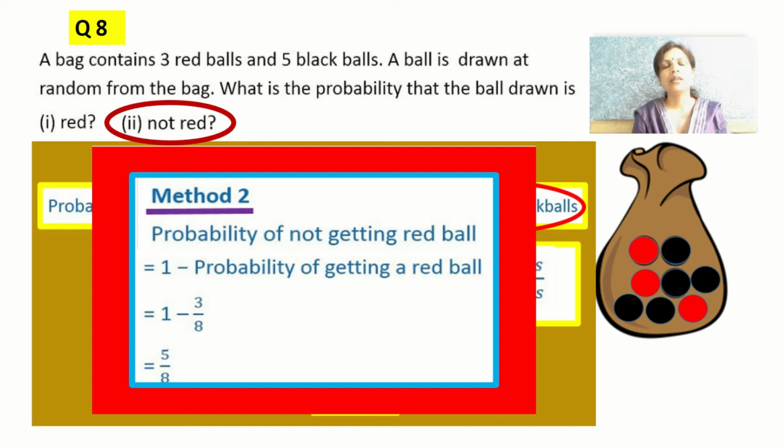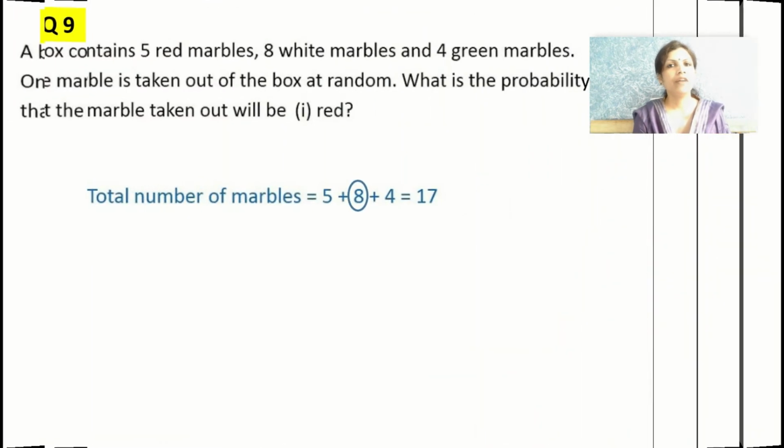So there are 2 methods to find out probability of getting a not red ball. You can use any method which you feel is easy for you. Alright, let's move ahead to the next sum.